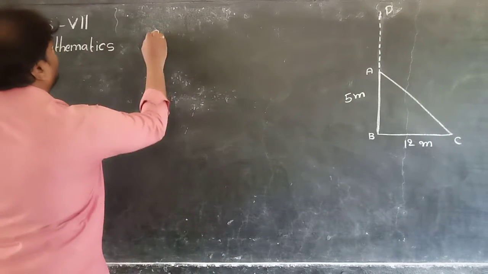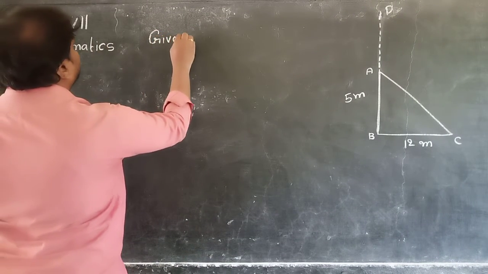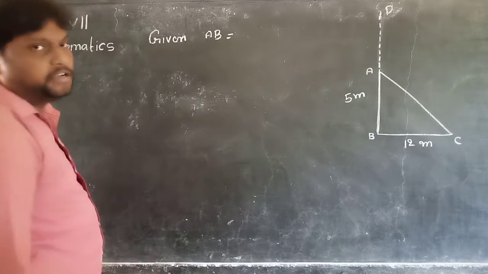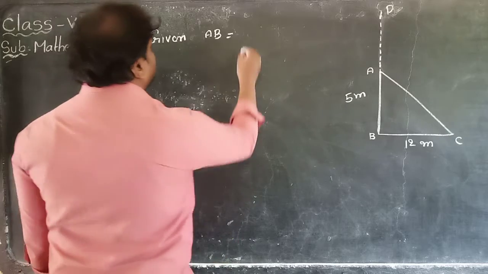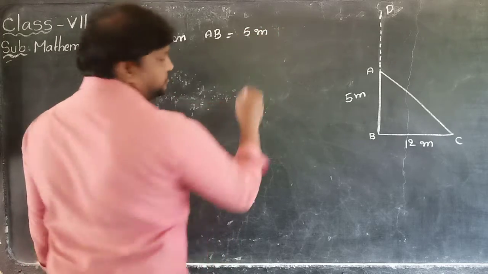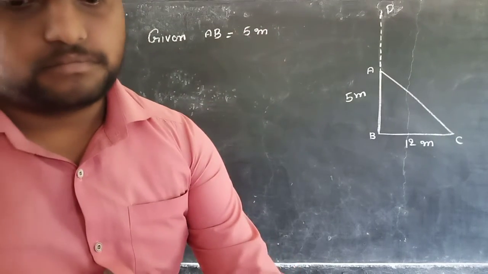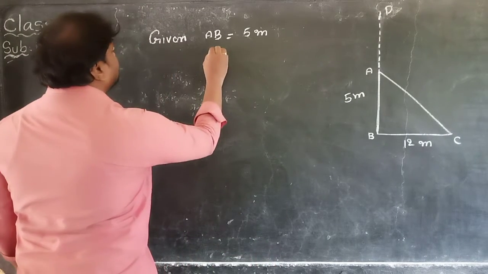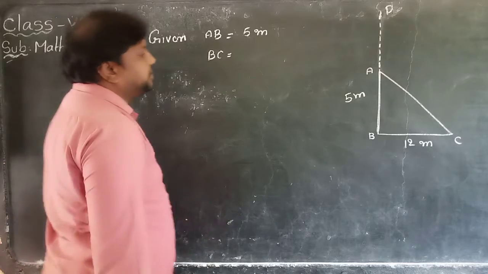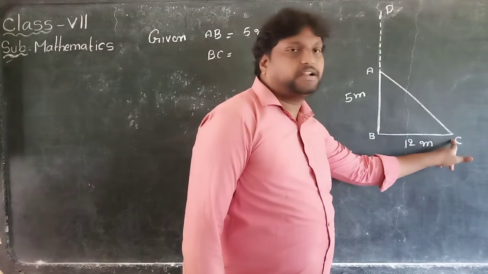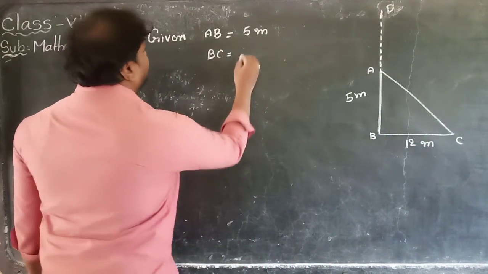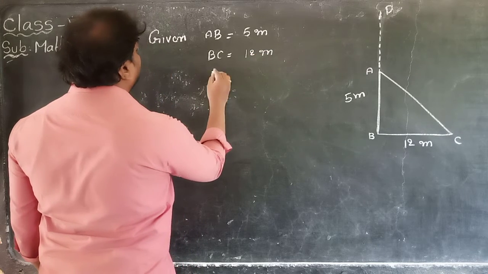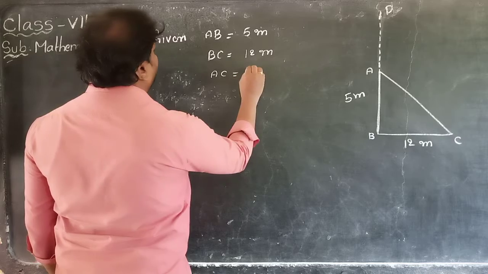Given AB is equal to the remaining part of the tree. The remaining part of the tree, how much? 5 meters. Next BC. BC is nothing but the distance between the base of the tree and the top point of the tree. How much? 12 meters. Now first I have to find out AC. AC is equal to question mark.